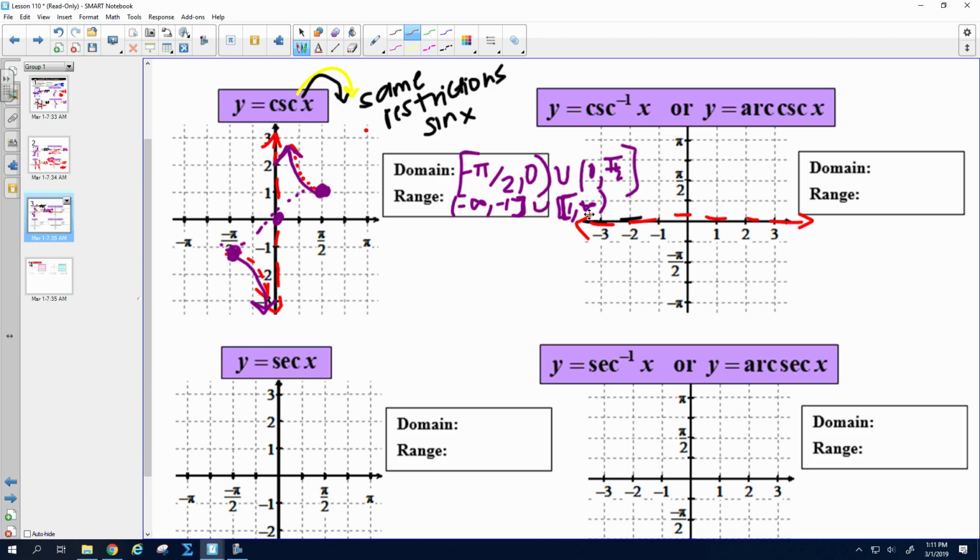All right, and then we flip our points. There's two main points that you need to flip. This point right here. What is this point? Pi over 2 comma 1. Now I'm going to flip it. 1 comma pi over 2. Okay? And there's this point. This is the point negative pi over 2 comma negative 1. So now it's going to be negative 1, negative pi over 2.